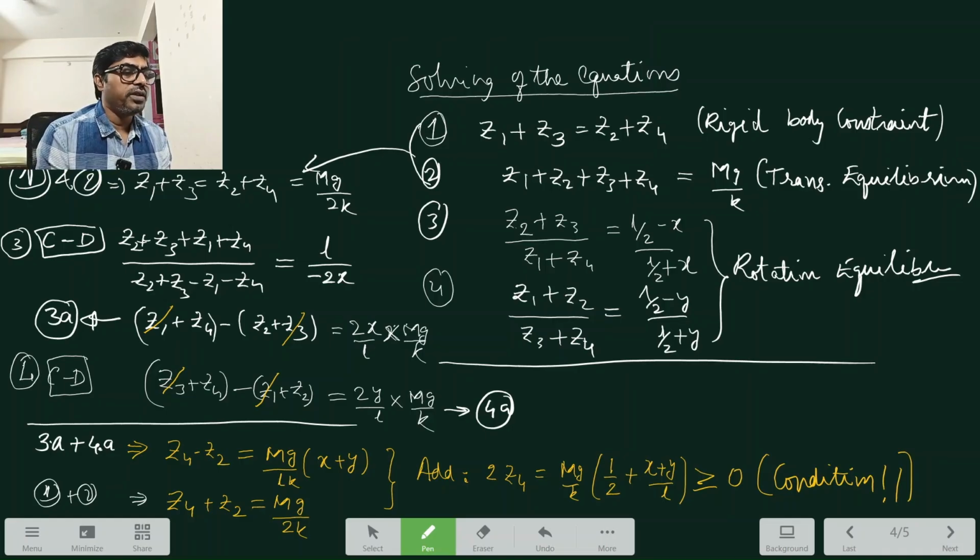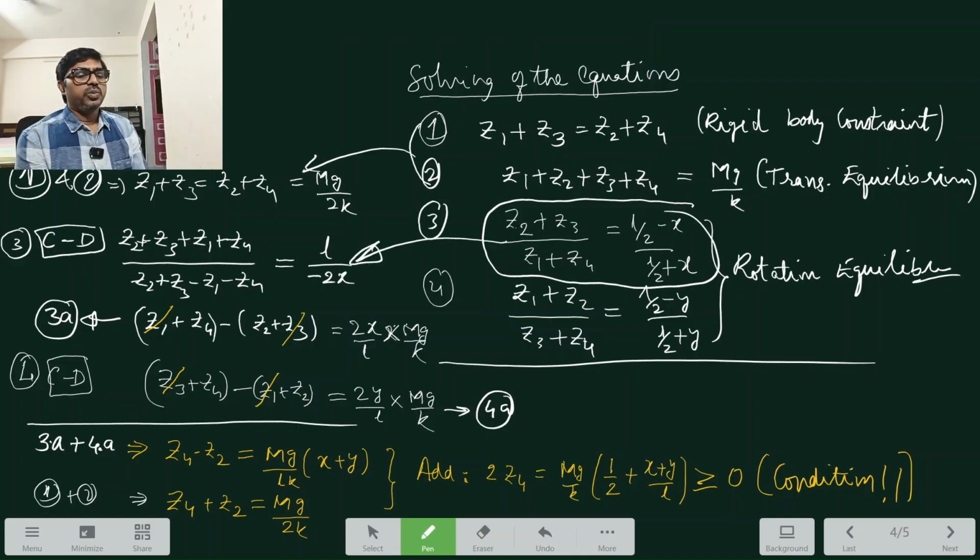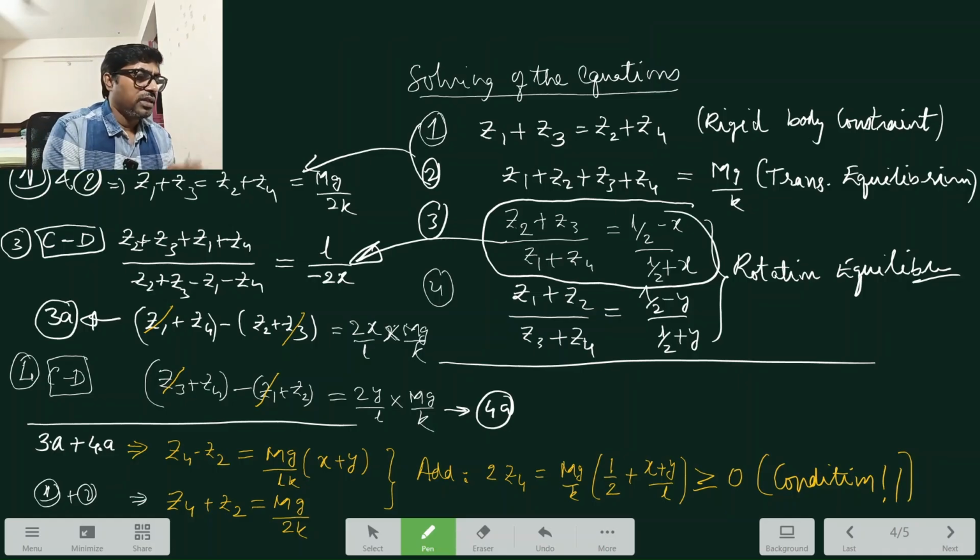So if you compare them, you will get equations 1 and 2 together. And then I will simply use componendo dividendo on the third equation. Componendo dividendo: if a plus b by a minus b... if a by b equals c by d, then you will have a plus b by a minus b equal to c plus d by c minus d. That idea I am using, and cross multiplying it I will get one equation.